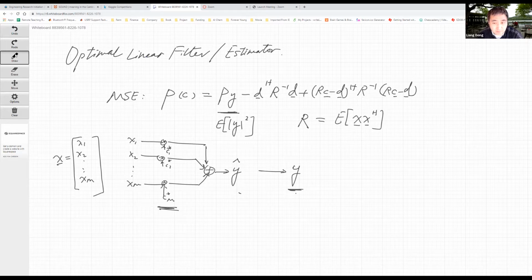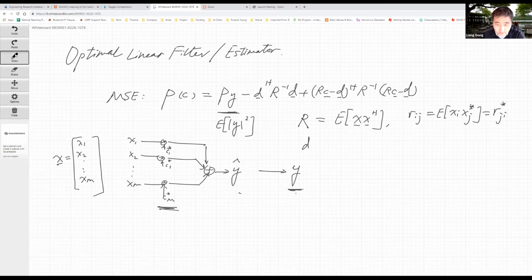It's m times m, right? Because x is m times 1, x Hermitian is 1 times m. So the entire thing is indeed a matrix. I just write the element. So the ijth element is the expectation of xi, xj conjugate, which is also equal to the jith element conjugate. So this is the autocorrelation matrix, defined as R.